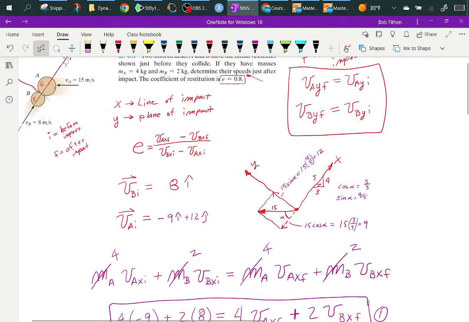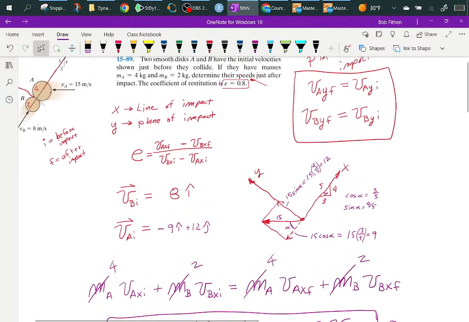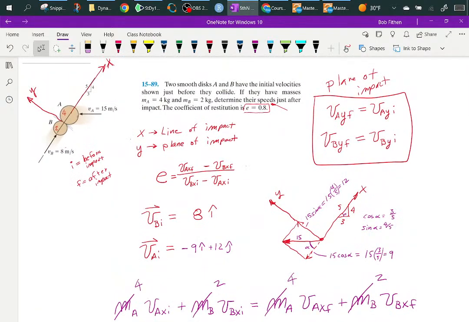So this lecture is going to go past the time that it should. Let me see if I can find out what I've done wrong. So here's 15 cosine. Okay, did I do the cosines correctly? Those two angles are the same.